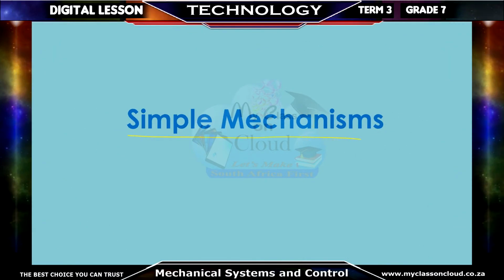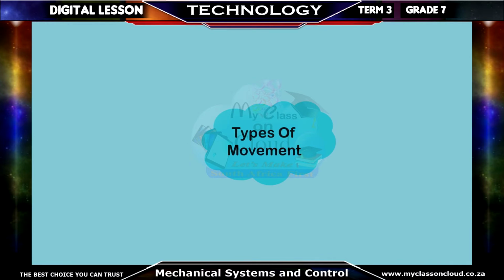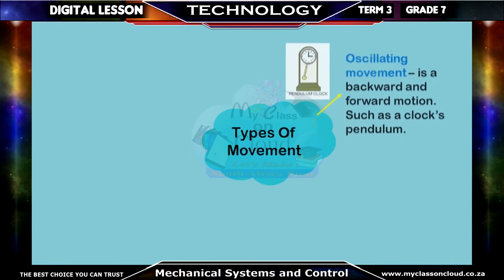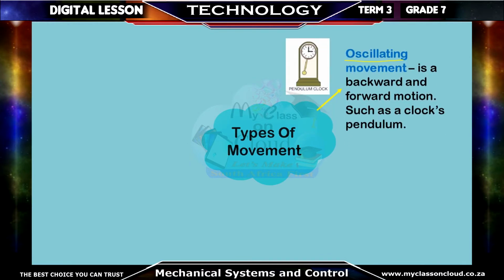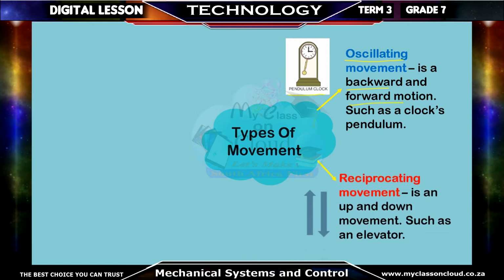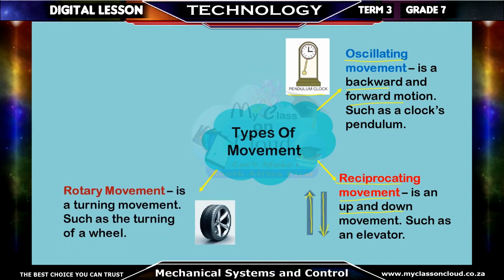Simple mechanisms. Types of movements. Number 1. Oscillating movement is a backward and forward motion, such as a clock's pendulum. Number 2. Reciprocating movement is an up and down movement, such as an elevator. Number 3. Rotary movement is a turning movement, such as the turning of a wheel.